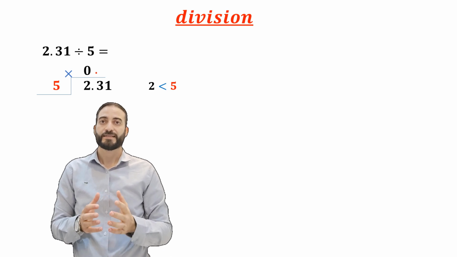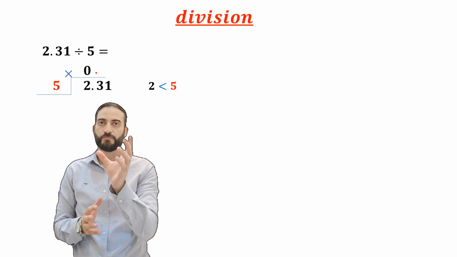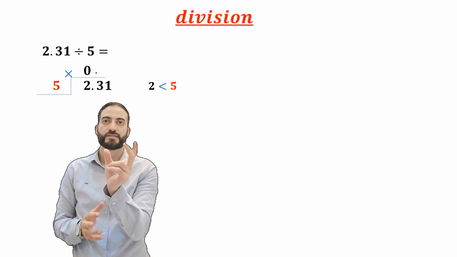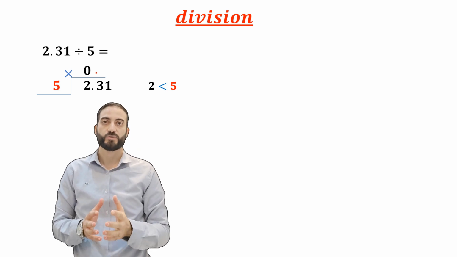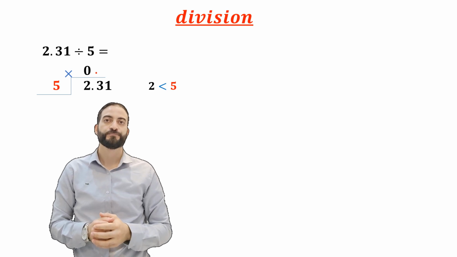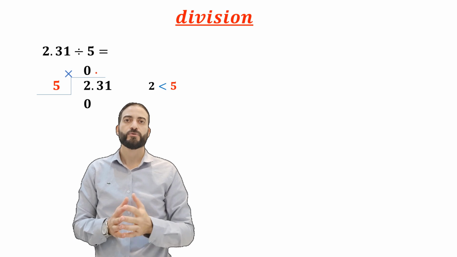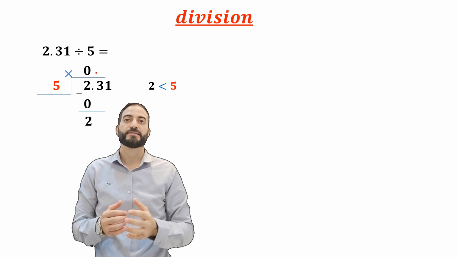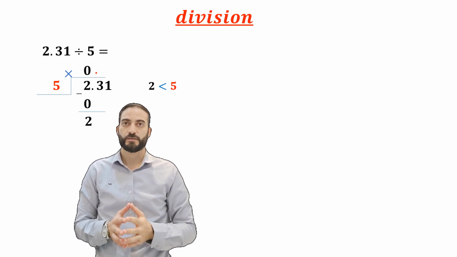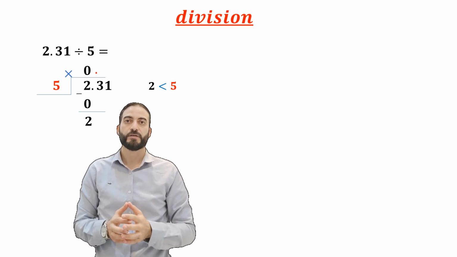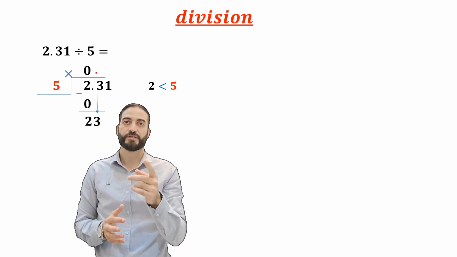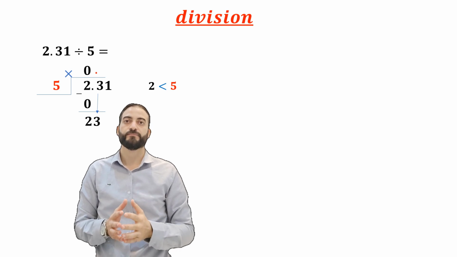And this is the rule: when the whole number part is smaller than the divisor, we directly put 0 in the quotient. Now we multiply and put the answer here. Here we do subtraction to get the answer 2. Because 2 is smaller than 5, we must put this 3 here to get 23.